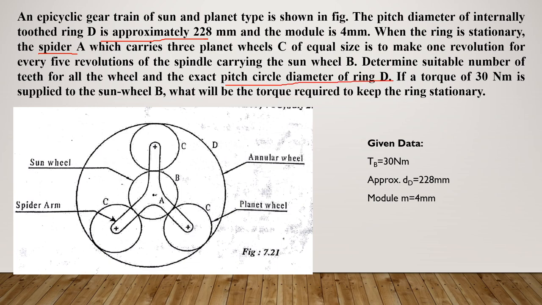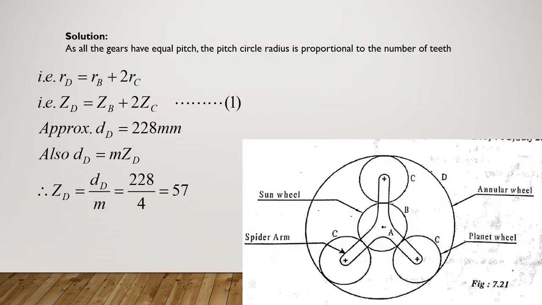Okay. Second part of the question: if a torque of 30 Newton meter is applied to the sun wheel B, what will be the torque required to keep the ring stationary? So we have to find the torque here also. If the ring is stationary, it means equilibrium condition. So first write the given data. Teeth is given, torque is given, TB is 30 Newton meter, approximate DD is given, that is approximate pitch diameter of ring D, module is given, M is 4 mm. Okay, so this is the meaning of the question. So we'll start solving this.